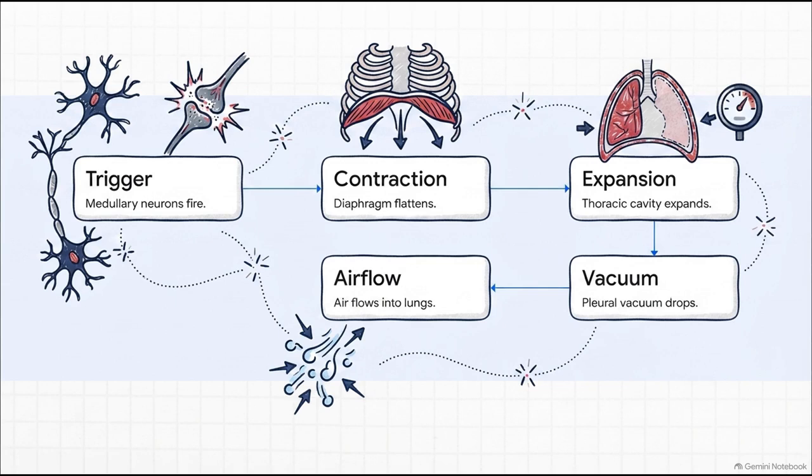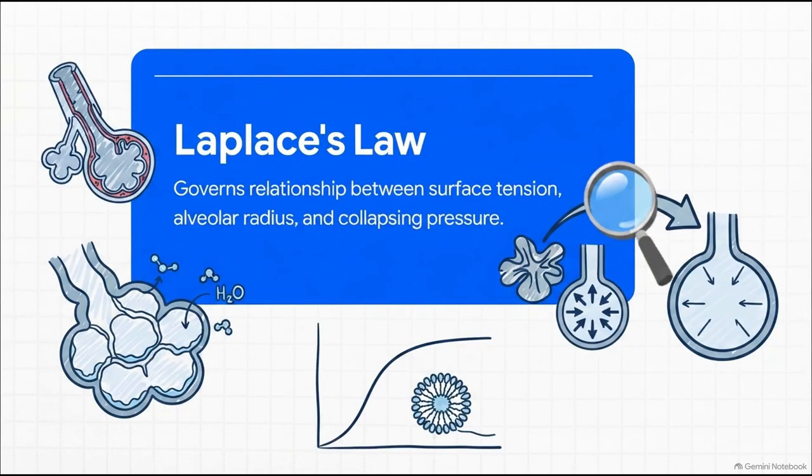Think of it like a chain reaction. First, a neural trigger fires, which flexes the diaphragm. That muscle contraction expands the thoracic cavity. As the cavity expands, the intrapleural vacuum pressure drops even further. That vacuum powerfully pulls the lungs outward, causing lung distension, which finally drops the alveolar pressure below atmospheric pressure, and boom, air rushes in.